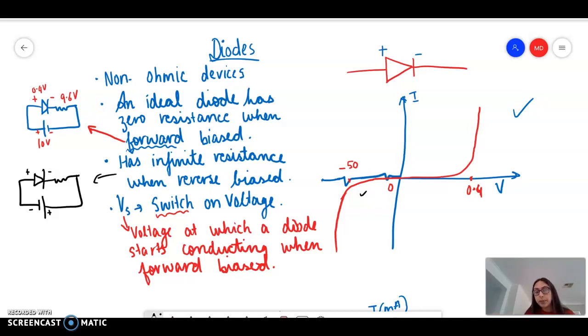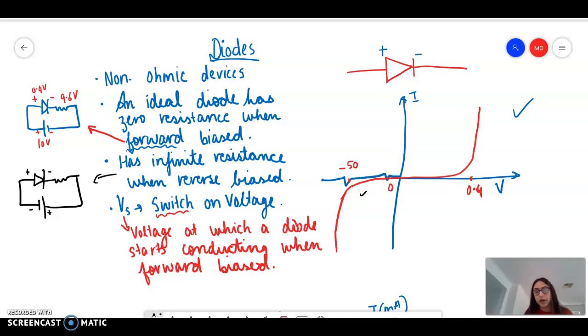You can see that up to negative 50 volts, pretty much there's no current in the circuit. Now, what happens after 50? If you apply 50 volts or more, or really high voltages, the diode breaks down. It loses its characteristics.